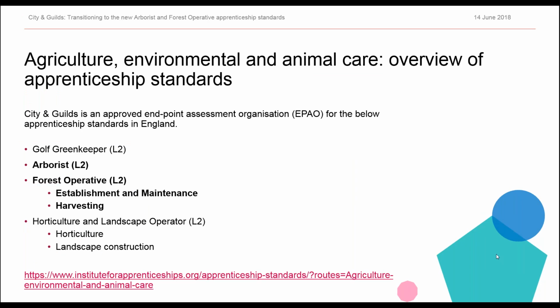Both are nominally at level 2, and it's just worth pointing out that Forest Operative has 2 pathways, establishment and maintenance and harvesting. Arborist, there are no pathways.